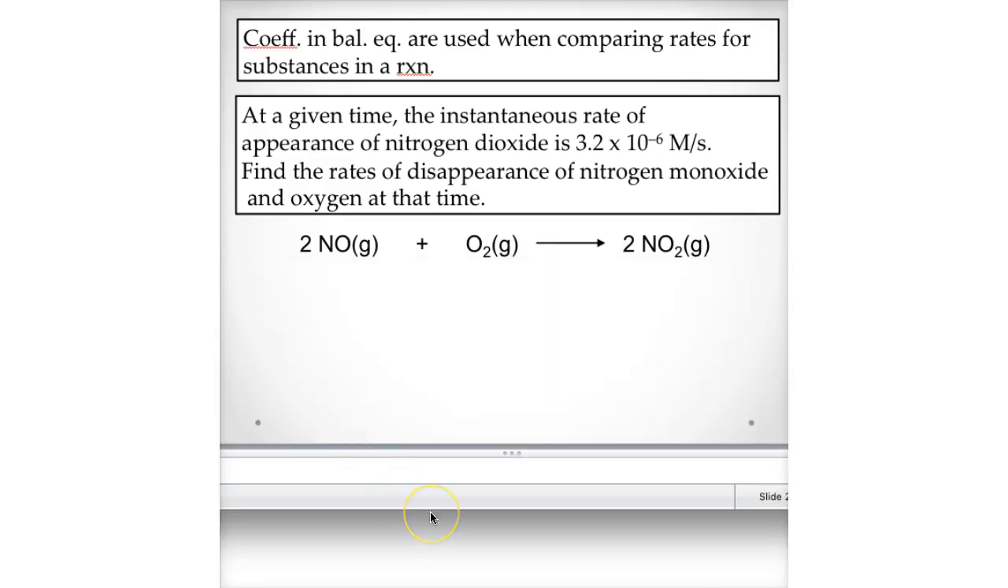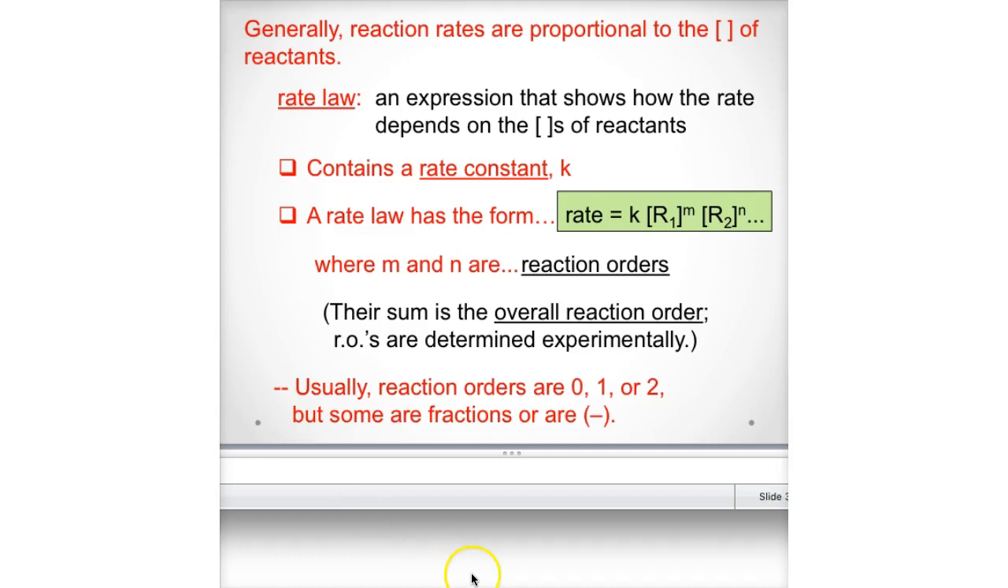The next thing I want to go over is this slide right here. So for this particular slide, we learned that a rate law can describe the rate of the entire reaction. And the rate law contains a constant K. This K does have units. The units are different. It tends to vary depending on the order of the reactants.